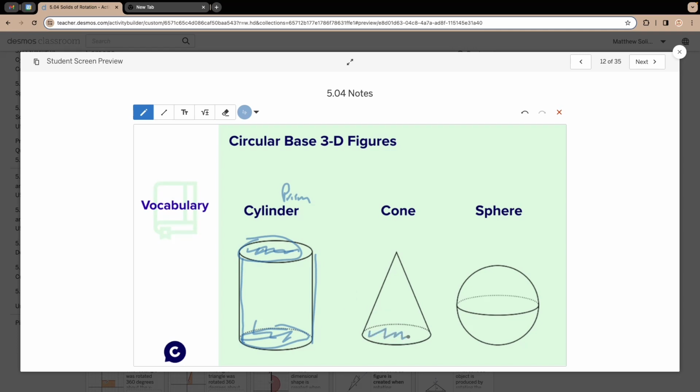Then a cone is kind of like a pyramid, but that bottom is a circle and it comes to a point. And then a sphere, also known as a ball. You've all seen those. So we know these are the three shapes with circular bases. So there's a circle in there on all of these.